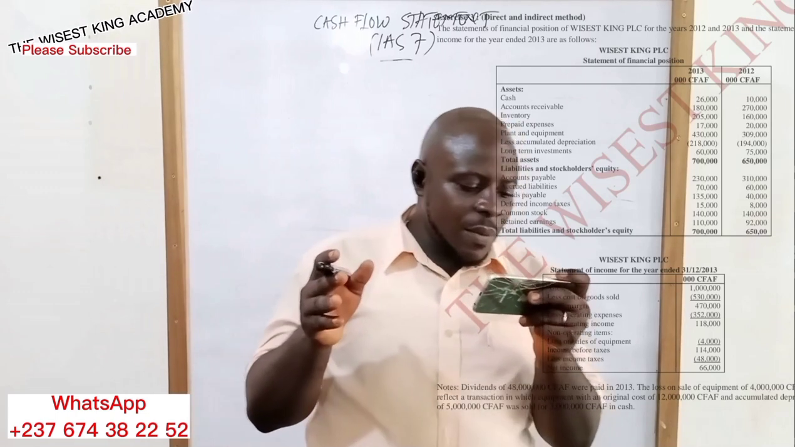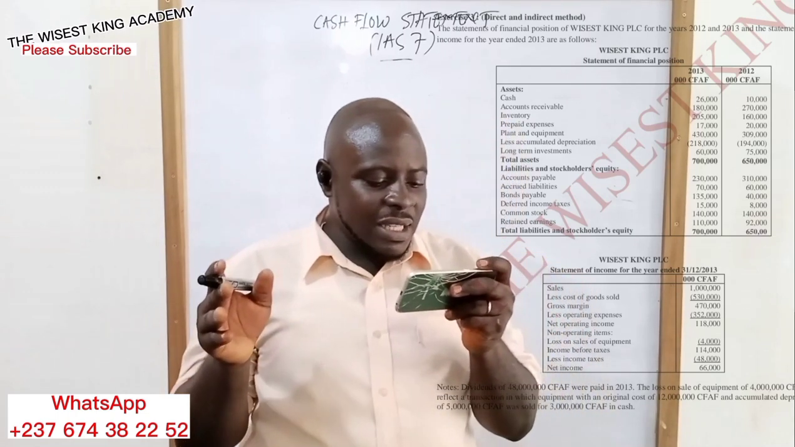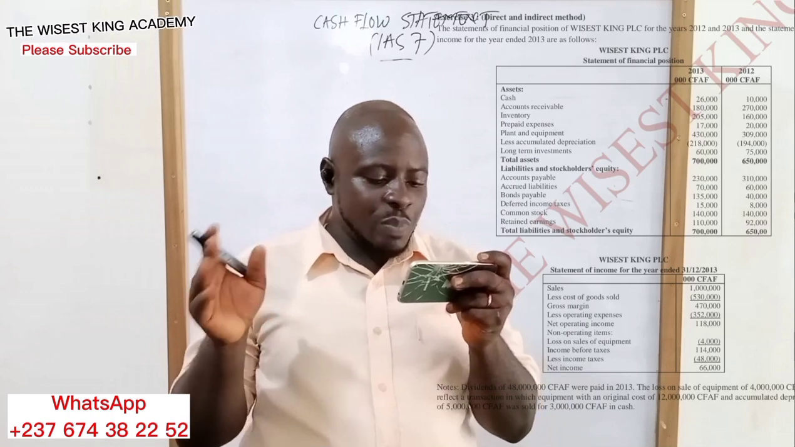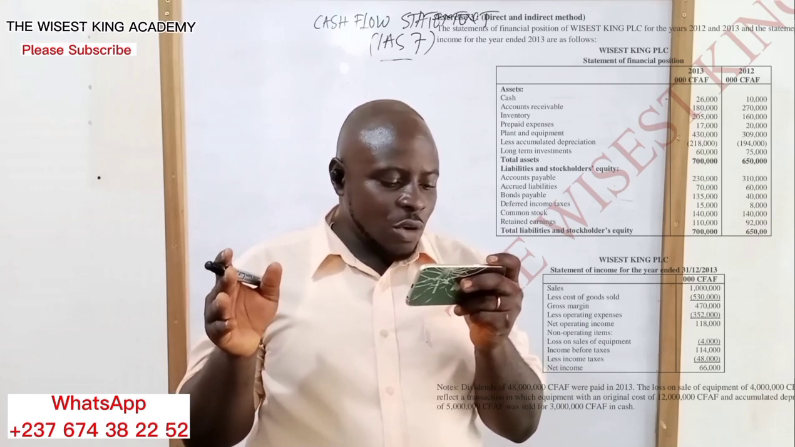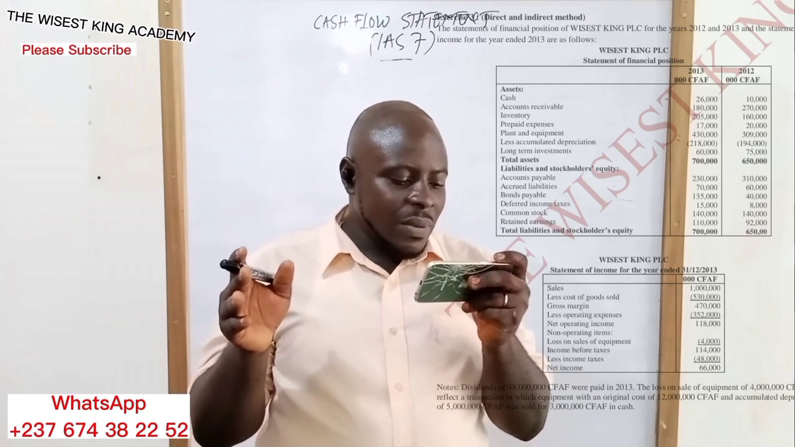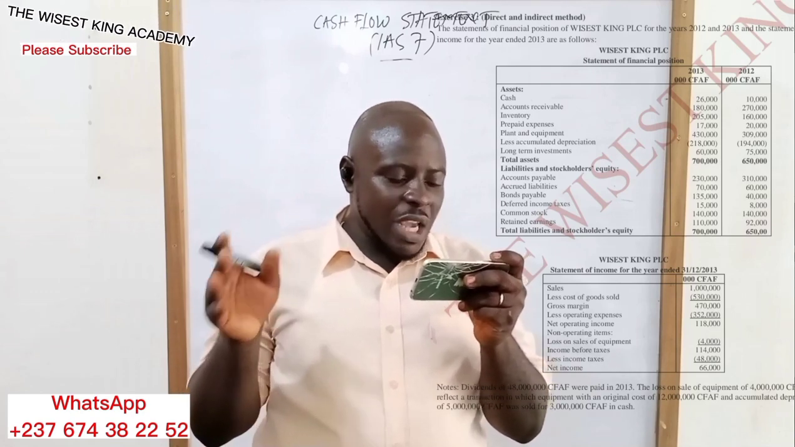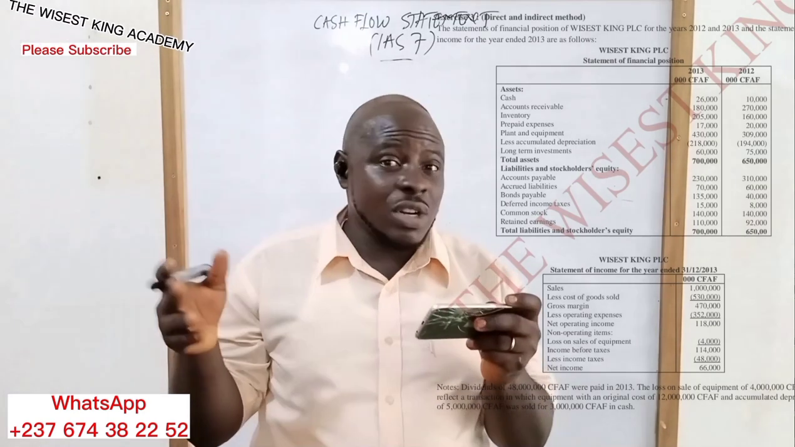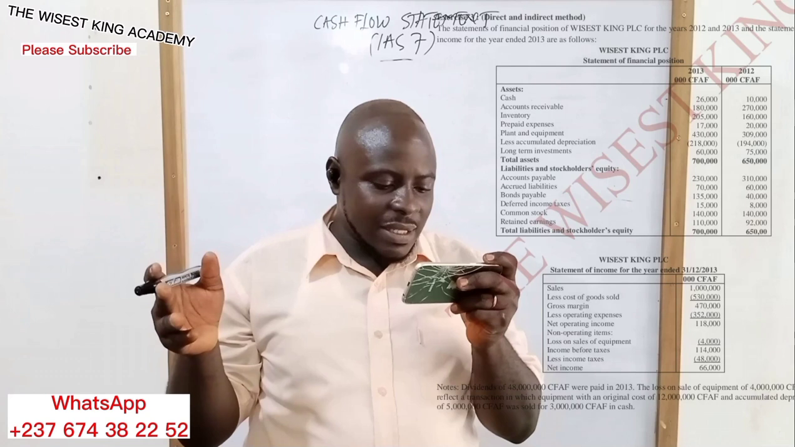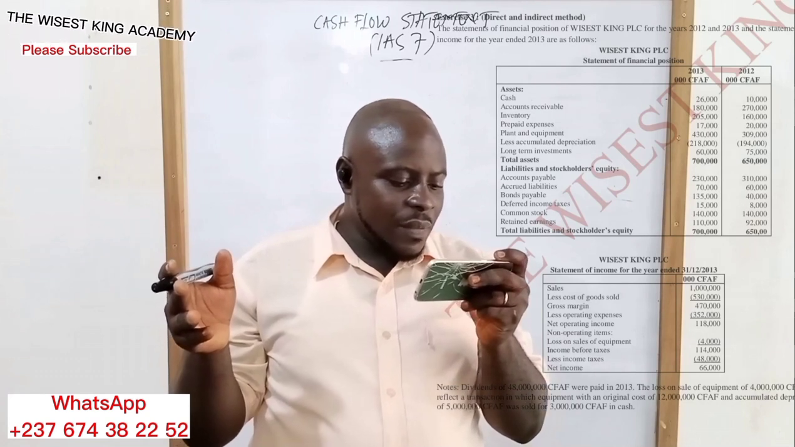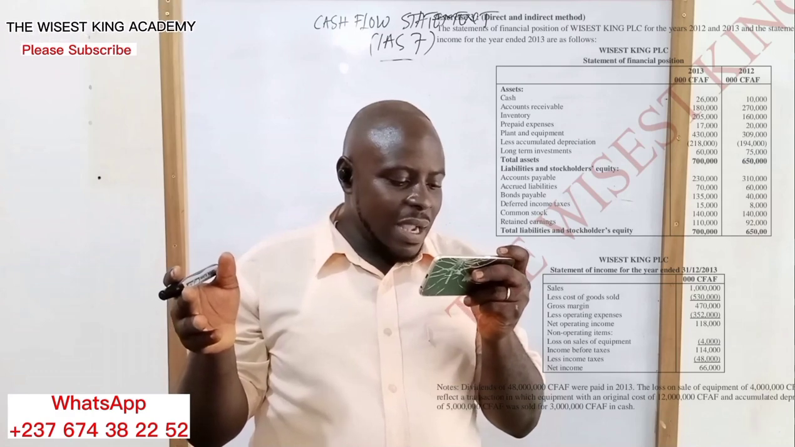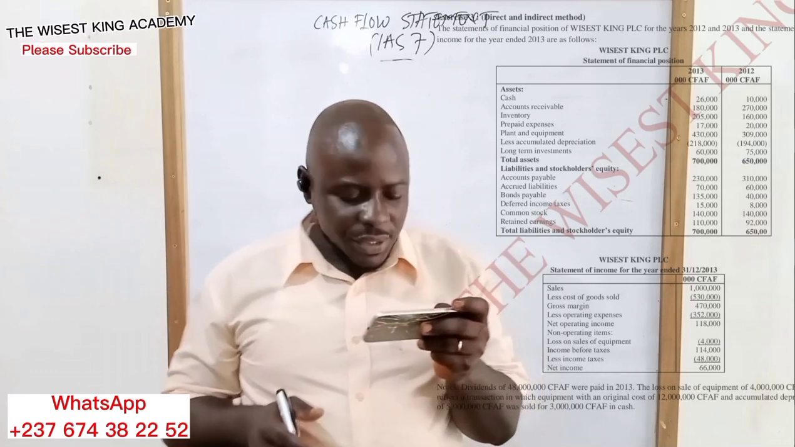Now, we have total assets, liabilities, and stockholders' equity. We have accounts payable. We have accrued liabilities. We have bonds payable. Please, bonds payable is actually a long-term liability. We have deferred income tax. We have common stock, that's capital, and we have retained earnings.